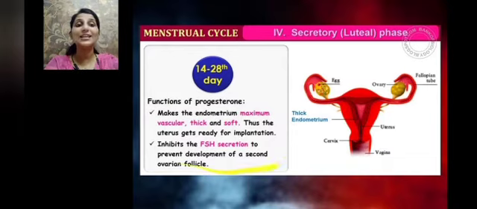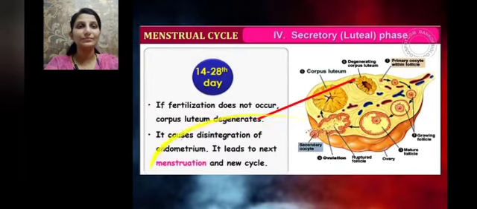And it inhibits the FSH secretion so that FSH is not secreted more, so that it prevents the development of the second ovarian follicle. The development of the second ovarian follicle is arrested for the time being. Okay, so that is a function of progesterone.